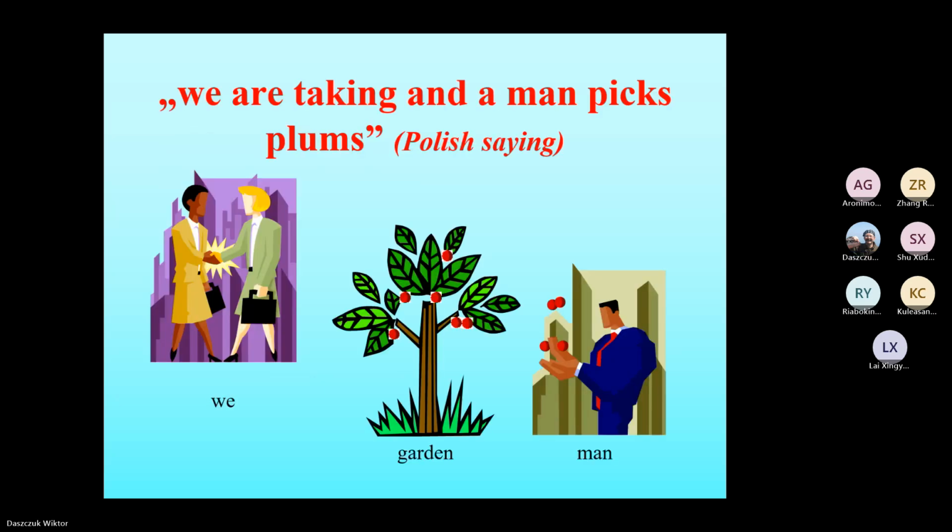First, we will discuss some possible situations from everyday life in which some synchronization issues occur. For example, there is a Polish saying: we are talking and a man picks plums. It says that we must take care about our matters, because if not, someone else can do something wrong for us.